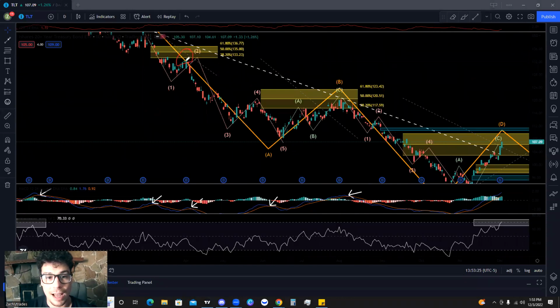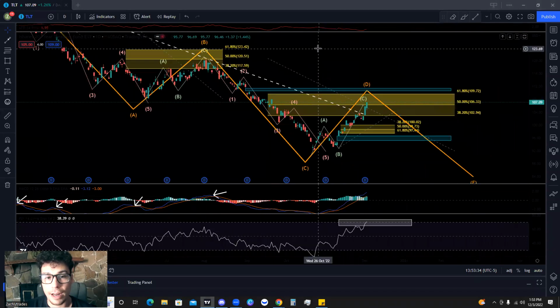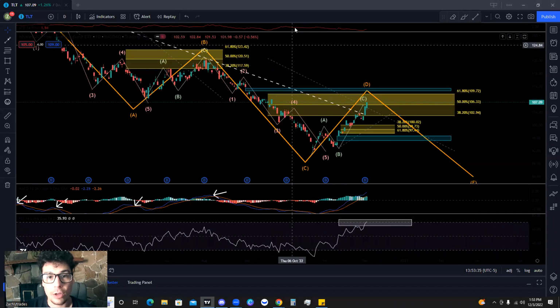If we connect the high up here down to the low down here, you see we get a move down, then a retracement, and then a further move down. So what we're doing right now is we're currently seeing, are we going to get a reversal or a trend continuation?